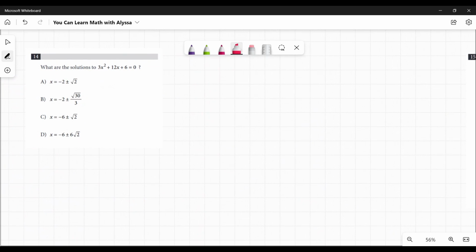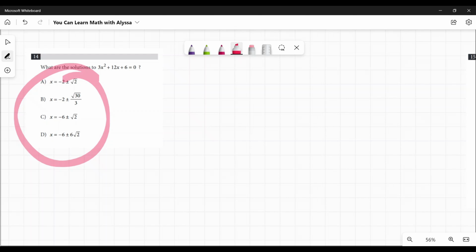All right, number 14. What are the solutions to 3x squared plus 12x plus 6 equals 0? Right off the bat, and I do encourage people who are studying for the SAT to do this, always look at your answers first. You can get clues in the multiple choice answers that are provided to you. Here, every single one of these includes a plus or minus and a square root. What that should tell you, if you've studied your factoring, is that this won't be factorable.